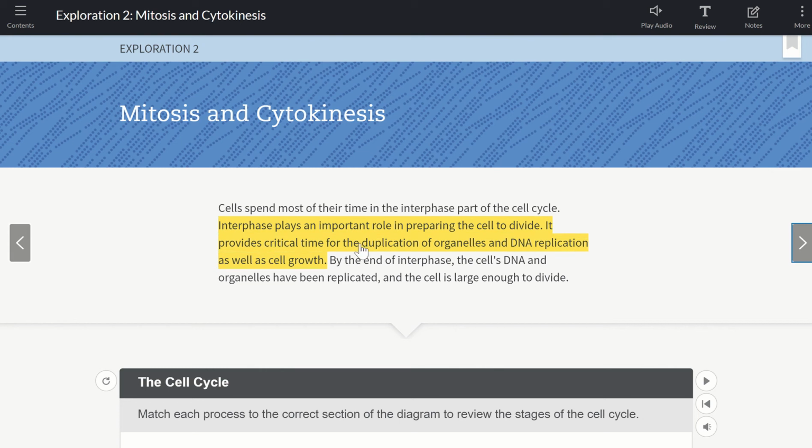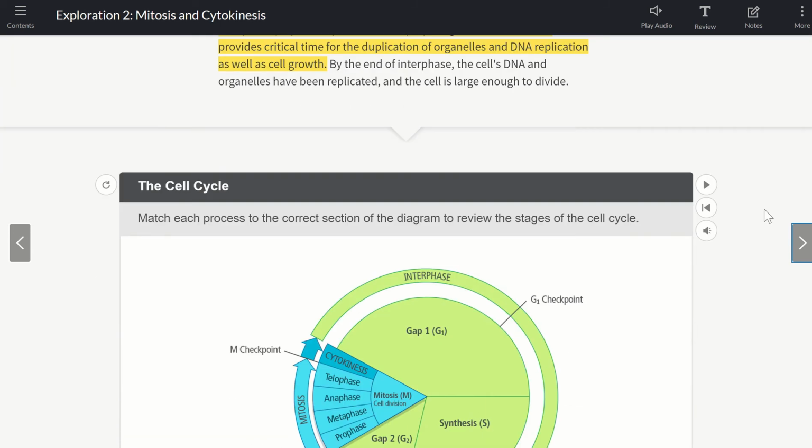Like I said, highlighted here, interphase is important for preparing the cell to divide. In this time, we are going to copy all of the DNA, and we are going to create enough organelles for two new cells to exist at the end of the process.